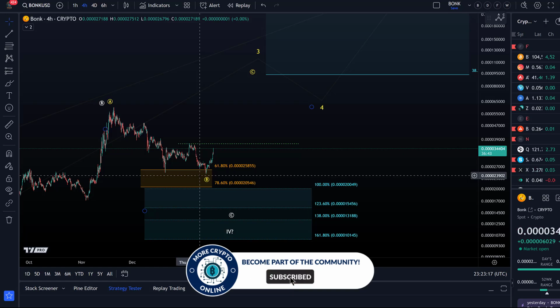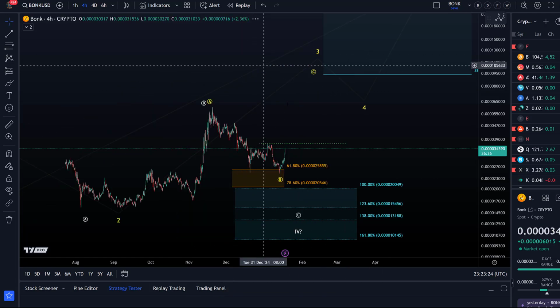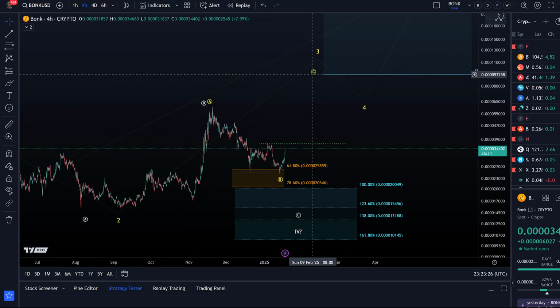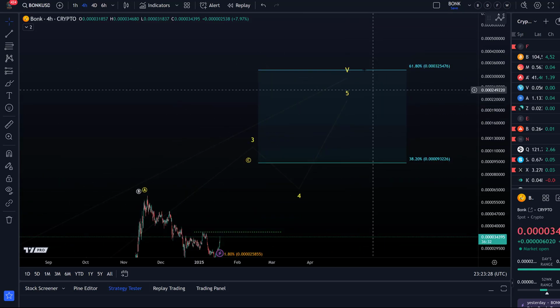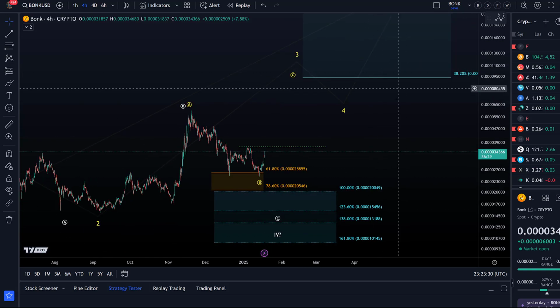And it's a B wave in a larger uptrend. And this uptrend would be a C wave within wave 3. Or at least this particular move up would be a C wave in wave 3 of a wave 5, which should be a 5-wave move.